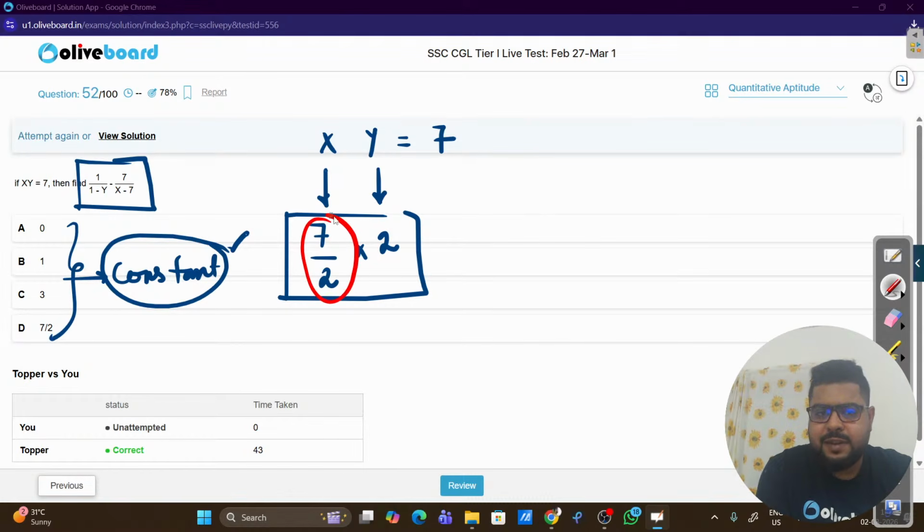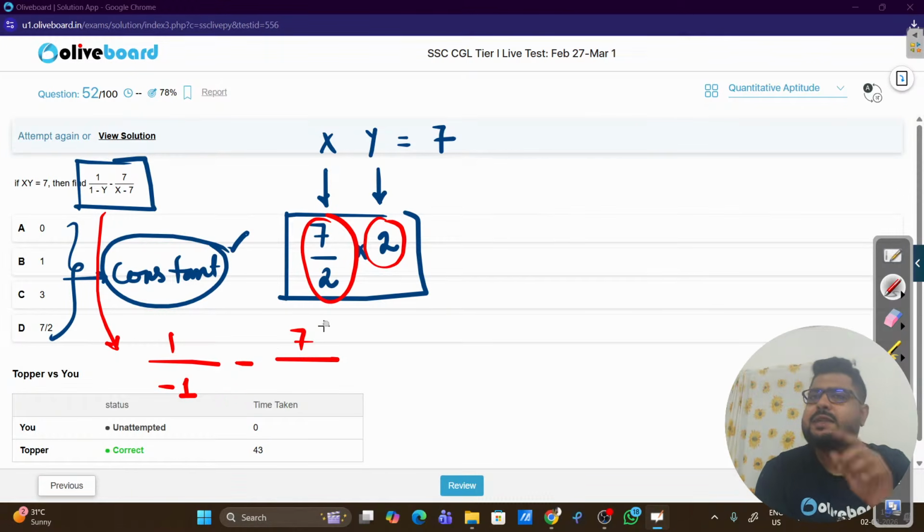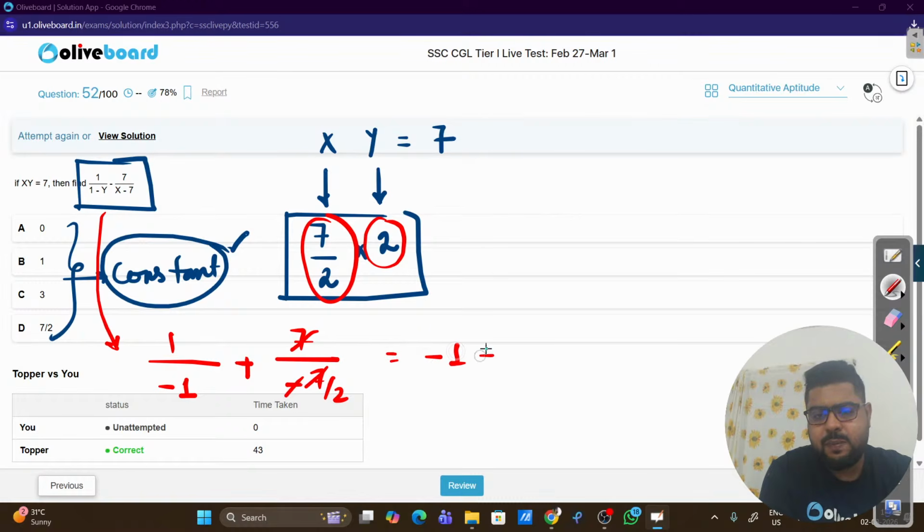So x is 7 by 2, y is 2. I'm just putting it over here and will check the value. 1 minus y, meaning 1 minus 2, that is minus 1. Minus 7 by 2 minus 7, that is minus 7 by 2. Minus will become plus, this 2 will go up. So this is minus 1 plus 2.